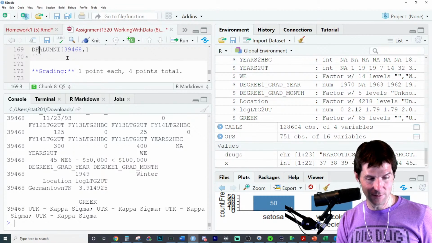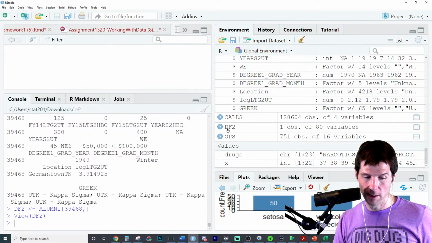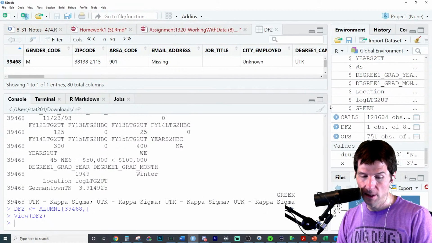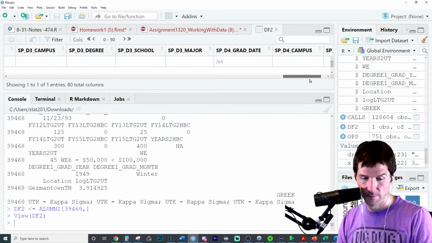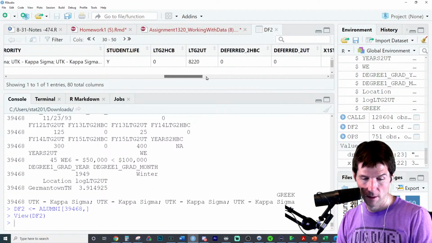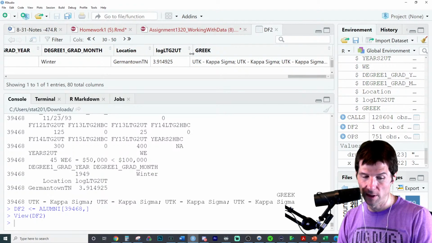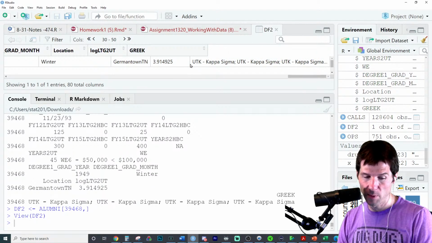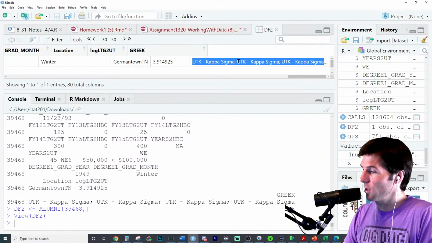Let's go here and go to DF2. I'm just going to view it. And here's this individual. For Greek life, we need to go all the way over here to the last column. In Greek life, they reported the following. This is the person's answer to the question: UTK Kappa Sigma, UTK Kappa Sigma, UTK Kappa Sigma.